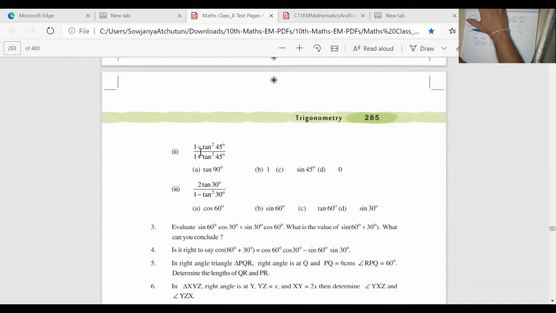Now this one, 1 minus tan square 45 by 1 plus tan square 45. Tan square 45 is 1. 1 minus 1 is 0. 0 by anything is 0. Answer is D.